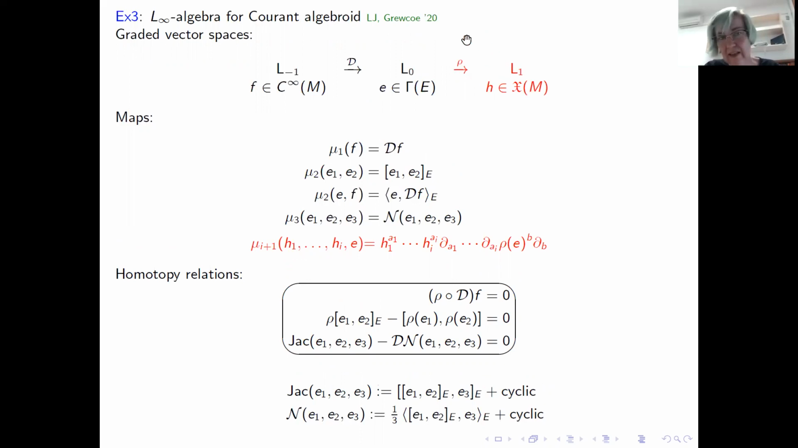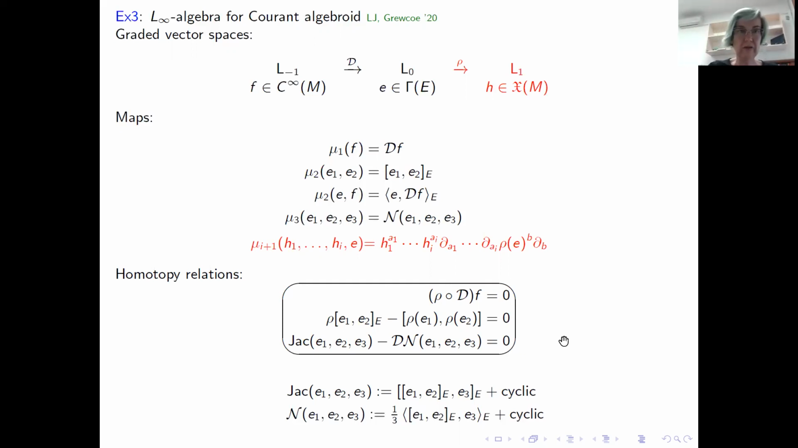We just added this map explicitly in the space and in the maps, but it's completely the same. All these maps with this additional one satisfy the same homotopy relations, and you get out again the defining properties of a Courant algebroid.